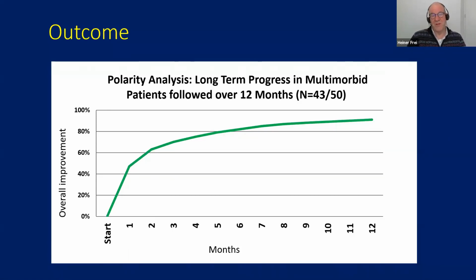So the curve shows that the system functions too in complex patients. The reason why we feared this is that the contraindications might lead to a situation where we don't find a remedy anymore without any contraindications, because these patients have so many symptoms. It's not the case.